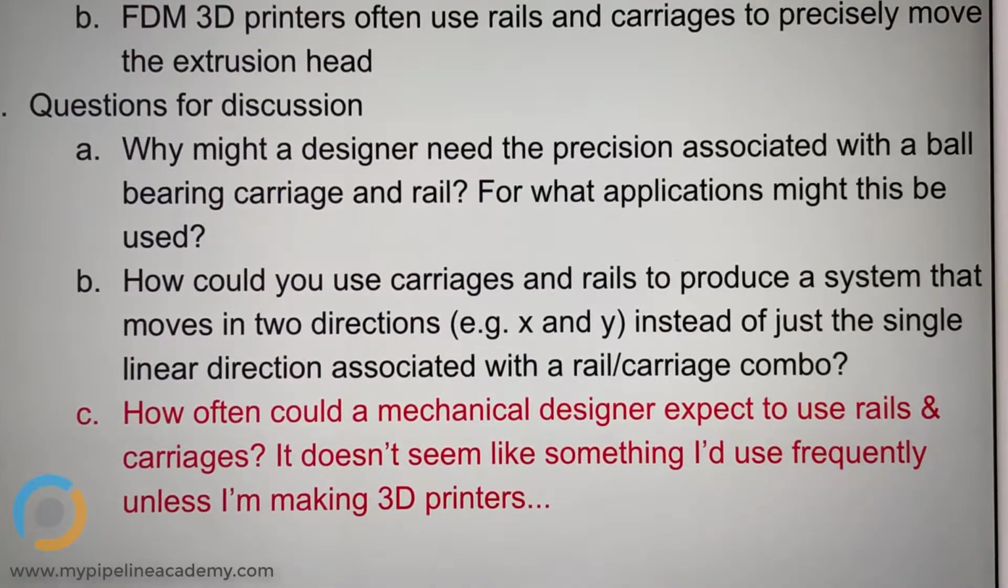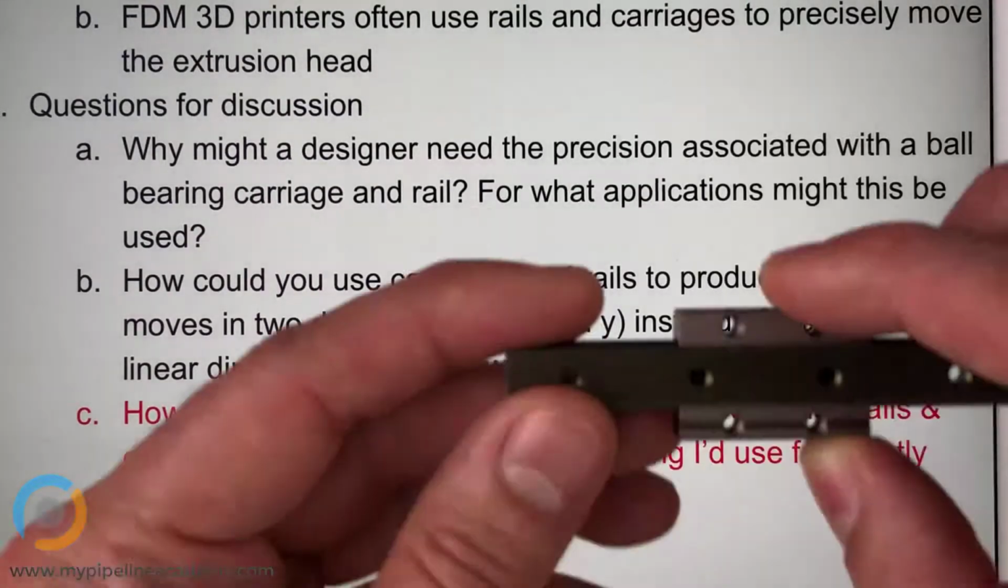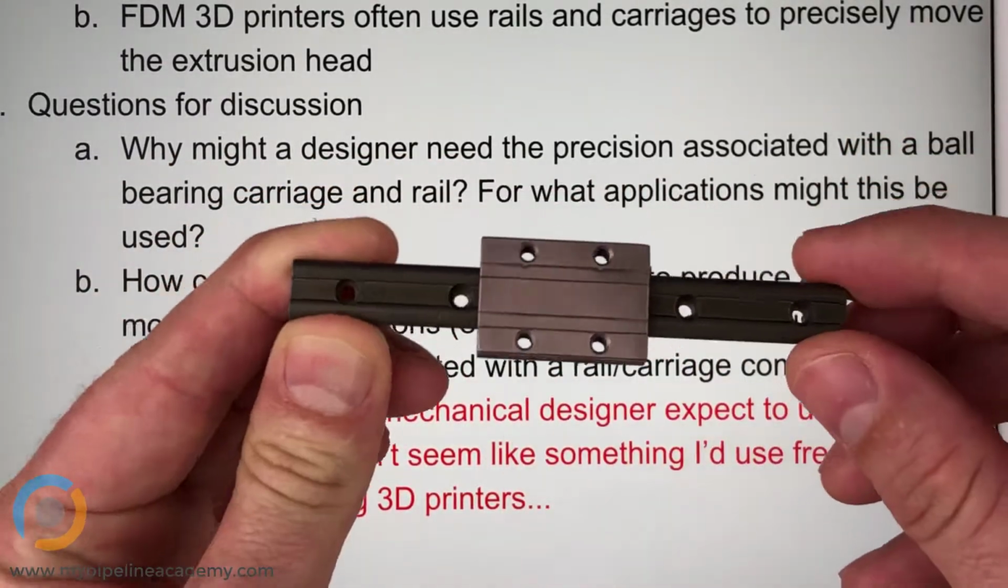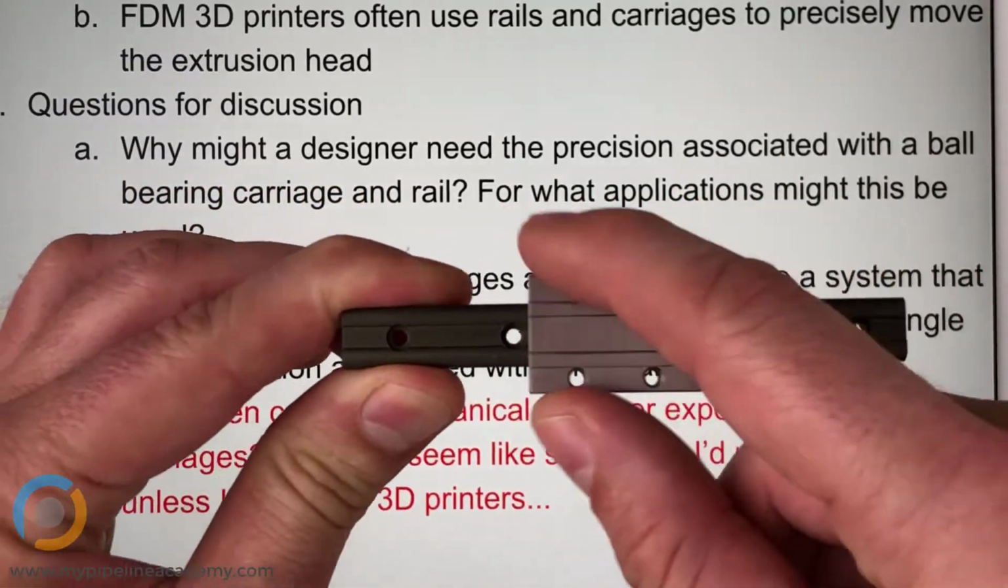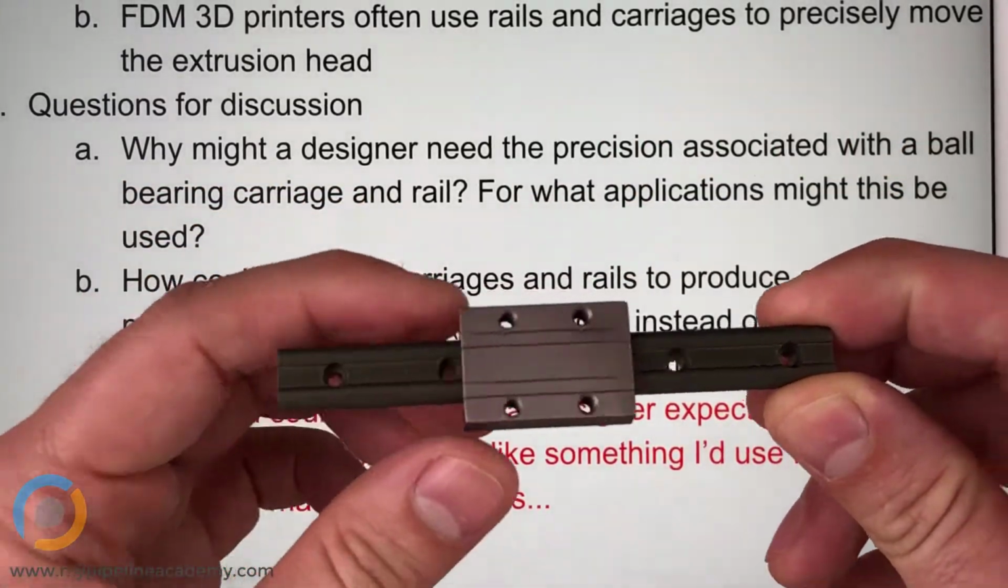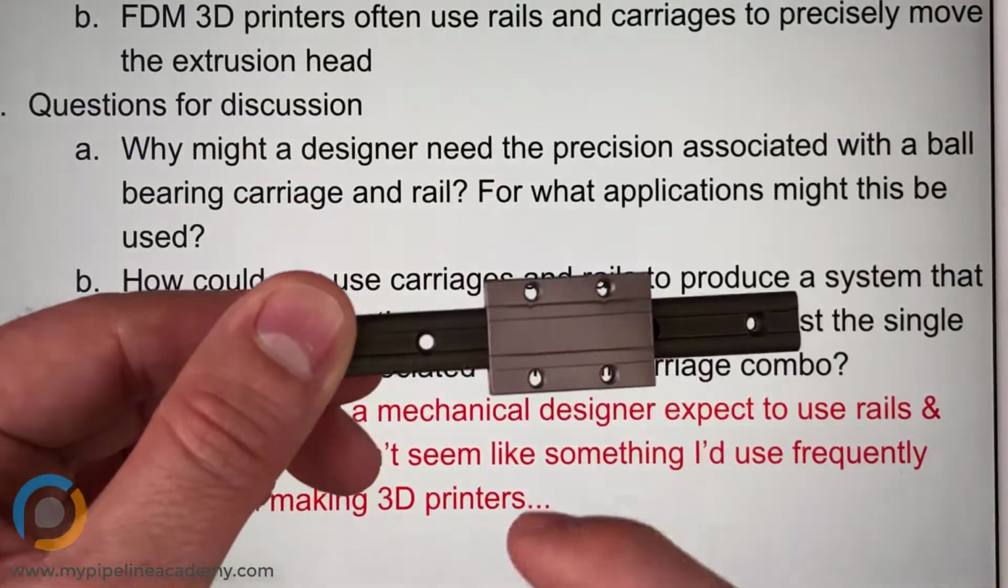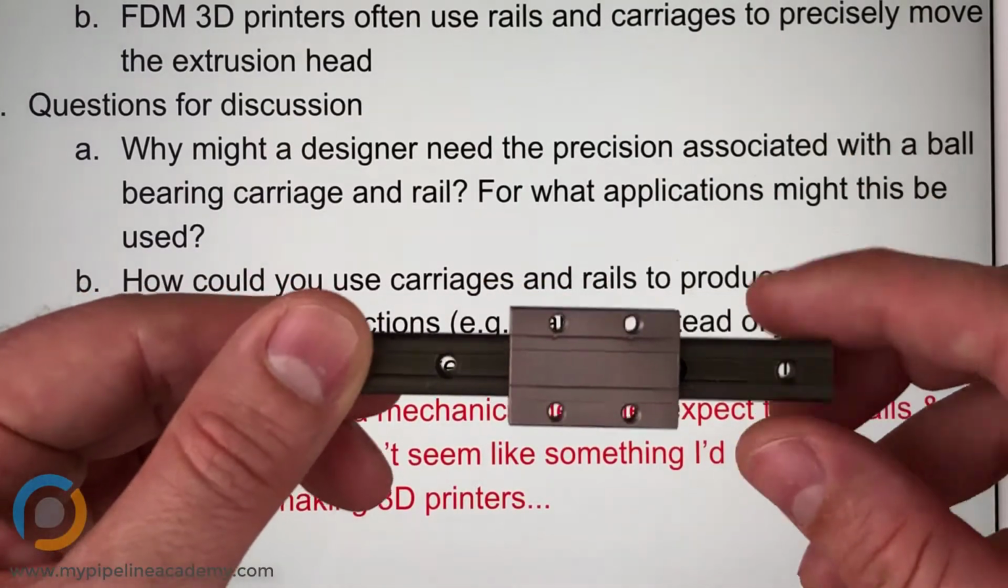All right. So, how could you use carriages and rails to produce a system that moves in two directions, for example, the X and the Y direction, instead of just the single linear direction associated with a linear rail and carriage combo? For example, here's a rail and carriage. Here's the carriage right here. It moves back on the rail, and this just moves in one direction. So what if you wanted to move in two directions? We'll say that this is the X direction right here, and then Y direction would be like this. How could you do that?